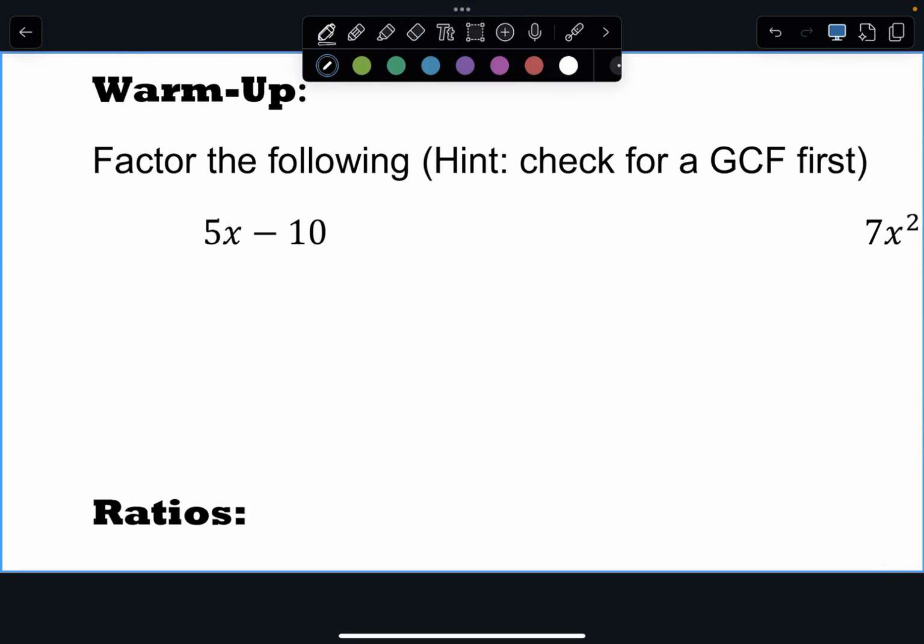It's dead. All right, so we take out that 5. And this is basically like reverse distributing. Okay? So we're going to see what's left. We divided 5x by 5. What's left? X. We divided 10 by 5. What's left? Negative 2. So we get x minus 2. We could always check this. If we distributed this 5 back, we would get 5x minus 10. So it's easy to check.